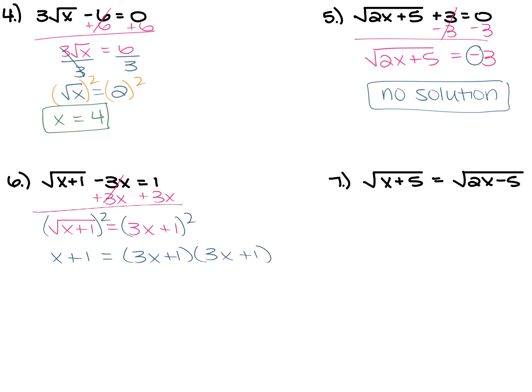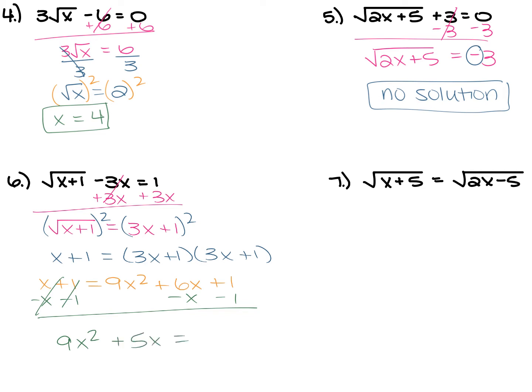So we're going to FOIL out the 3x plus 1 squared. That's going to give us x plus 1 is equal to 9x squared plus 6x plus 1. I have an x squared, so I want to move the x and the 1 over to the other side. So I'm going to subtract x from both sides. I'm going to subtract 1 from both sides. This is going to leave me with 9x squared plus 5x is equal to 0.